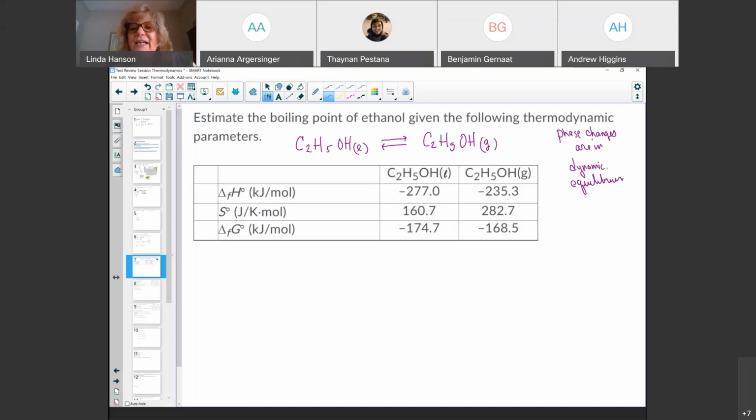Because the system is in dynamic equilibrium, we know that delta G is 0, that the forward reaction and the reverse reaction are occurring at the same rate. So this quiz question could be tricky because you might be fooled into doing products minus reactants to try to find a delta G. Don't do that. For phase changes, delta G is 0.